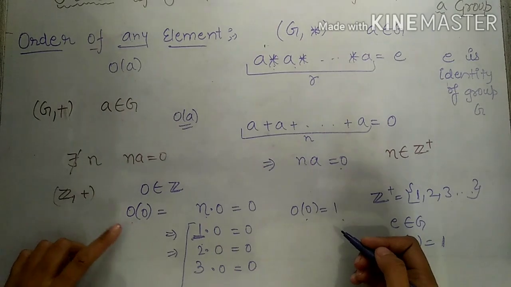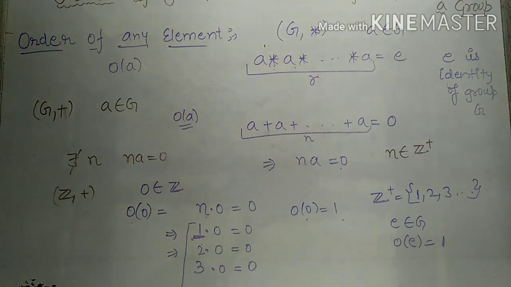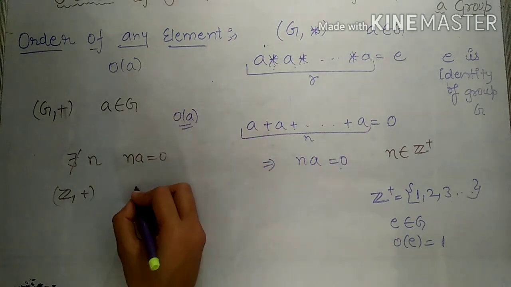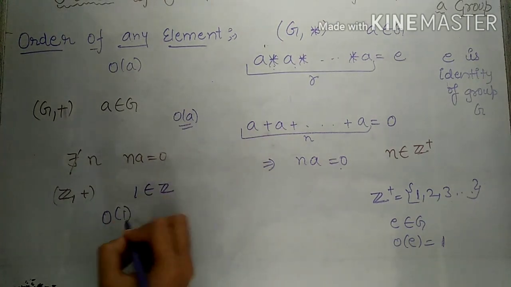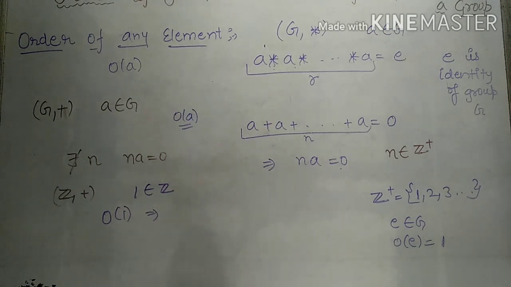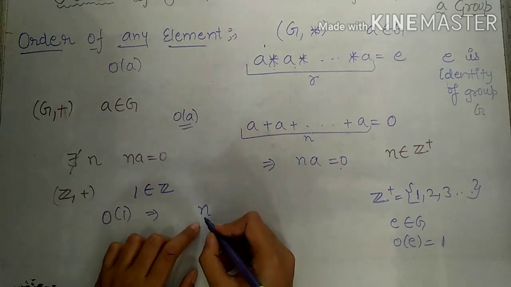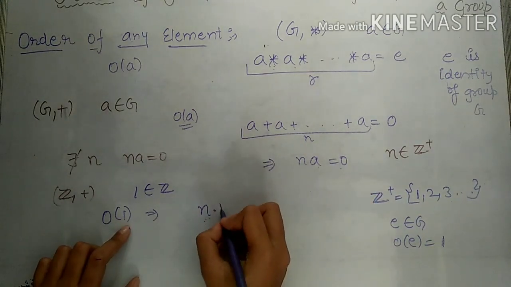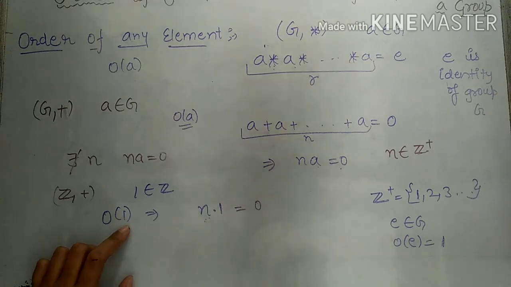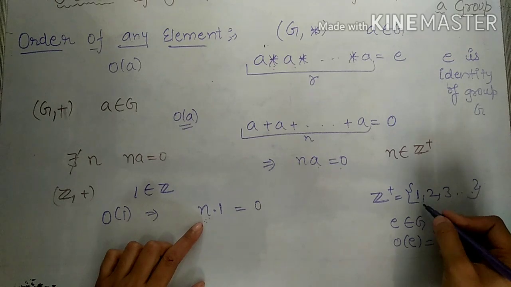If we take any other integer rather than 0, then what will be the order of that element? Let's check it out. We know 1 is also an integer. Then what will be the order of 1? Order of 1 will be the least positive integer n such that when n is multiplied with a, that is, when n is multiplied with 1, it comes out to be 0. Friends, we cannot take n as 0 because positive integers start from 1.